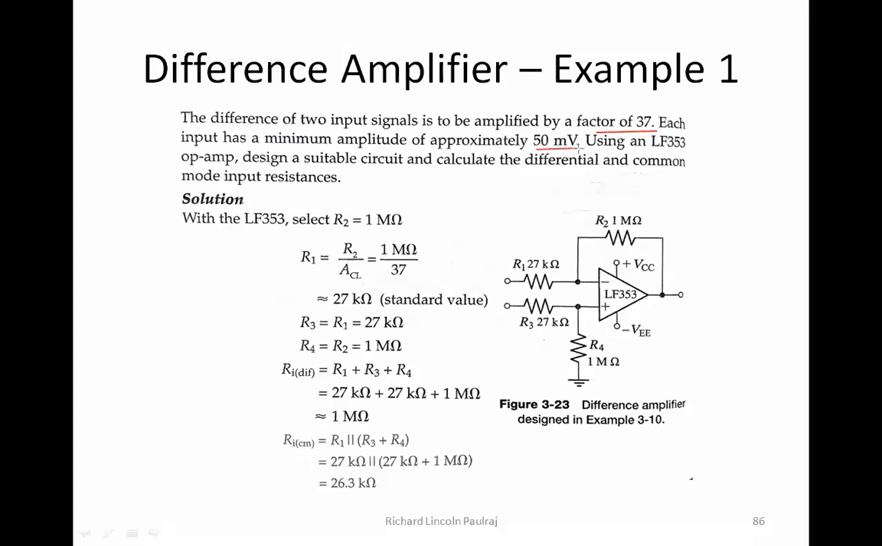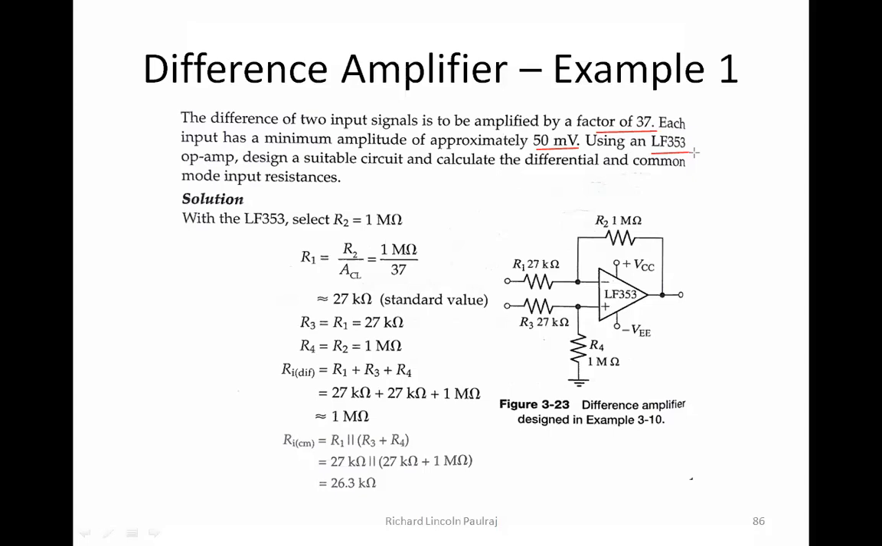Now, why are they saying each input? Because this is a difference amplifier, so we have to specify how much it is going to be for the non-inverting and inverting terminals. So here, they are referring to LF353. Remember, it's not 741, it's LF353. So you should know specifically what kind of rules to apply, for 741 and for 353.